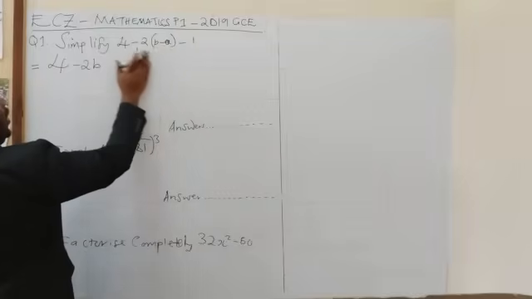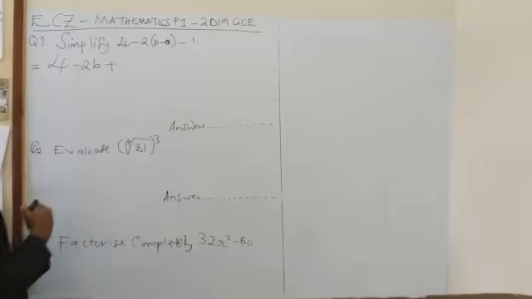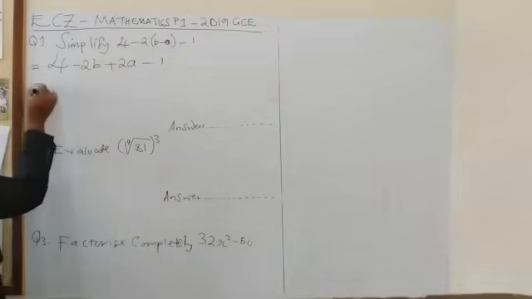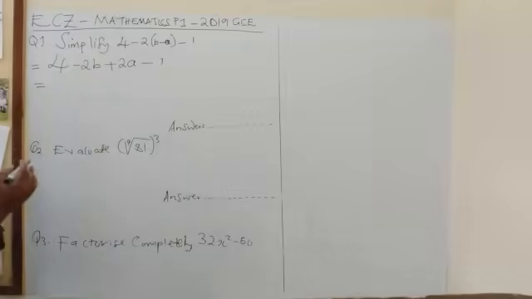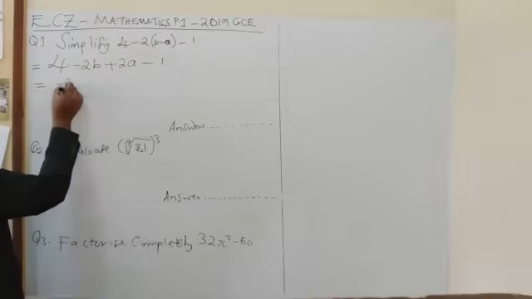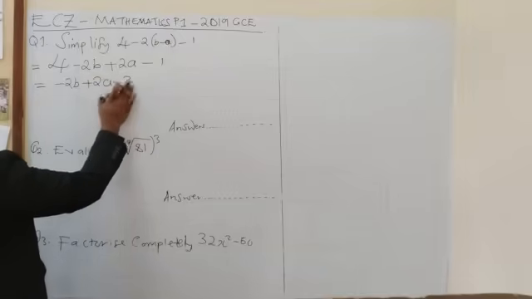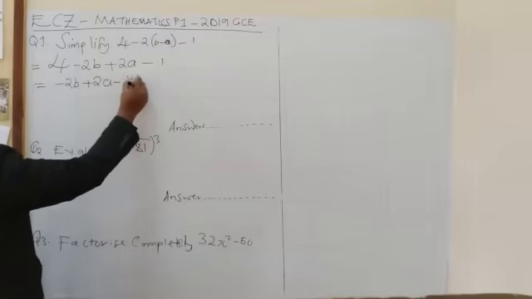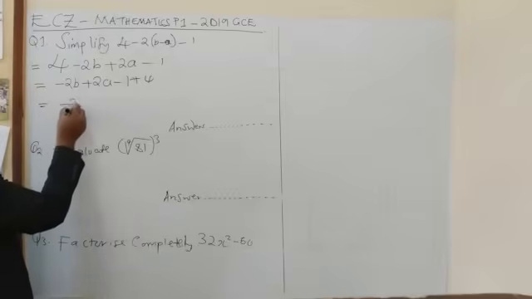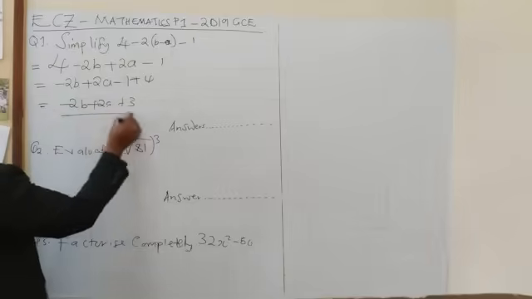Negative by negative, we get a positive. Negative 2 by a is 2a. Minus 1. Then we can go for like terms, we will rearrange. So we can say negative 2b plus 2a minus 3, minus 1 plus 4. It doesn't matter the order in which you arrange them. So this is negative 2b plus 2a because these two are like terms. Plus what? 3. This is our answer.